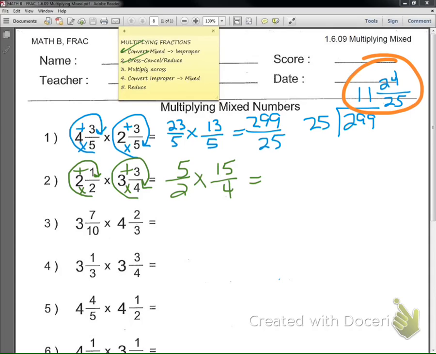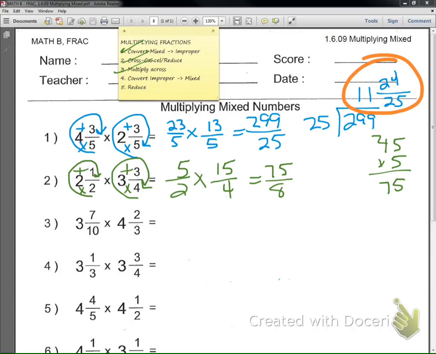5 times 15, well, 15 times 5 is 5 times 5 is 25. 5 times 1 is 5, plus 2 more, 75. All over. 2 times 4 is 8. So I've multiplied across both my numerator and my denominator, unlike addition and subtraction.